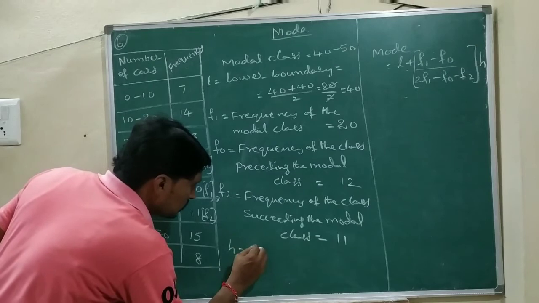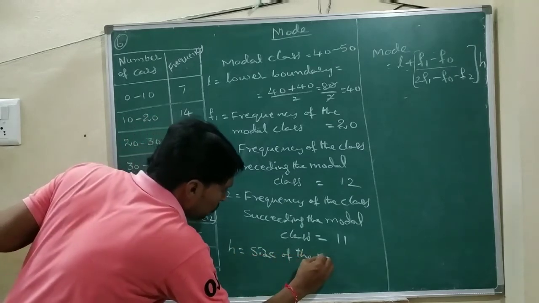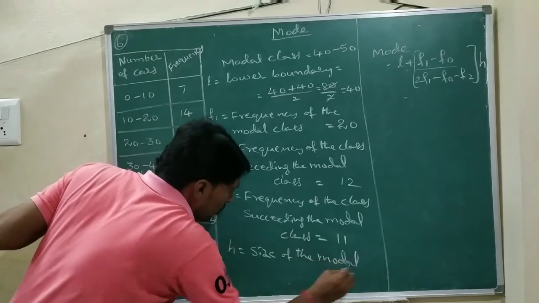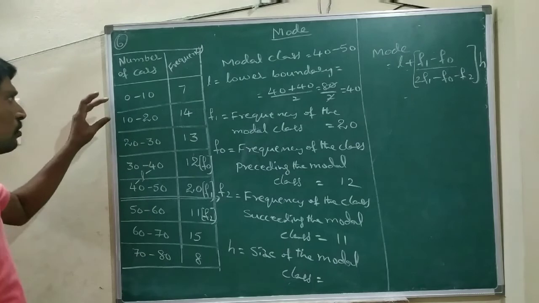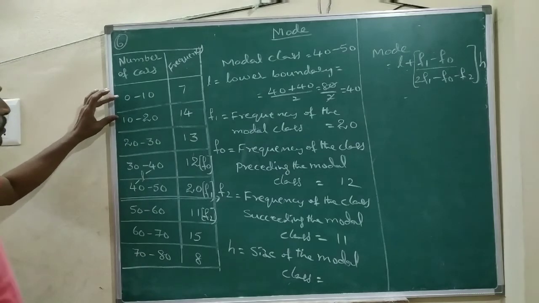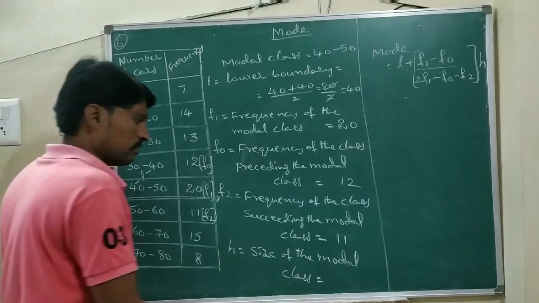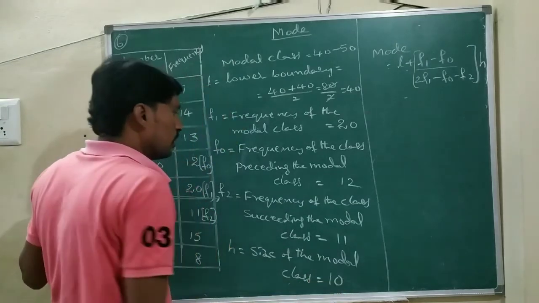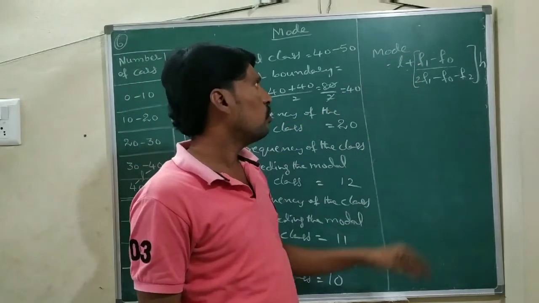Next, H, the size of the modal class. We take the difference of the lower limits: 10 minus 0, that is 10. Now we substitute all these values in the formula to get the mode.